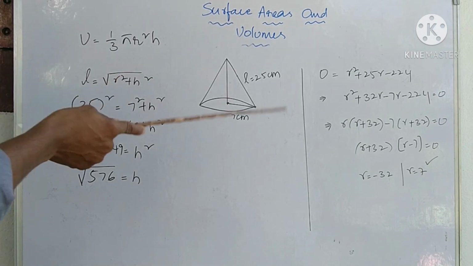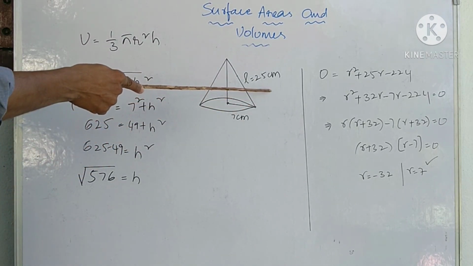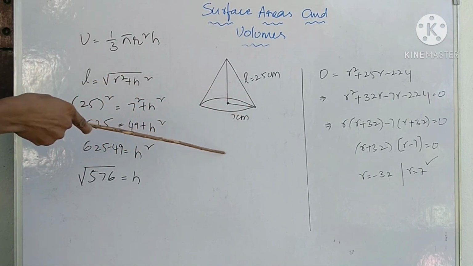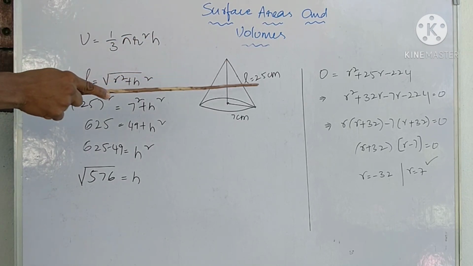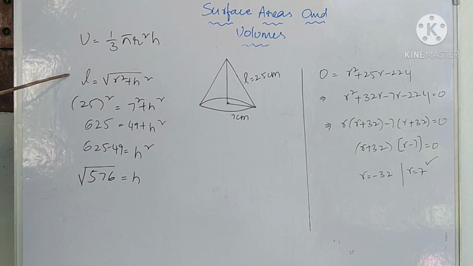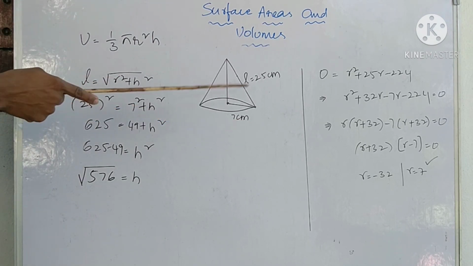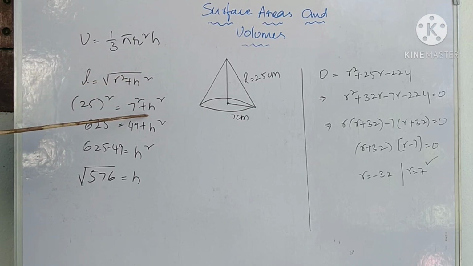So here slant height is 25 centimeters, radius is 7 centimeters. So volume of the cone is 1 by 3 pi r square h. Here L is the slant height. So slant height formula is square root of r square plus h square. Substitute the value: L is 25, r is 7 centimeters, plus h square.